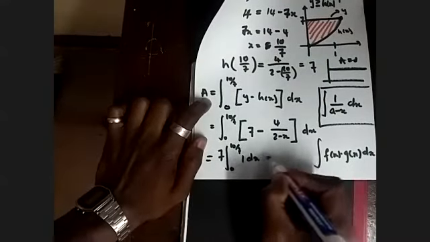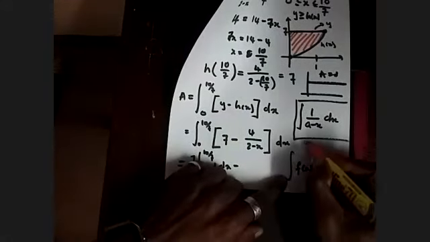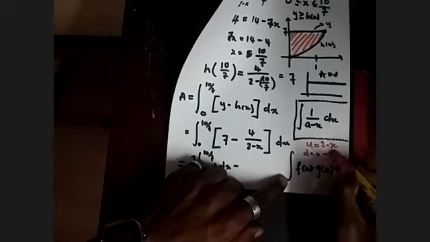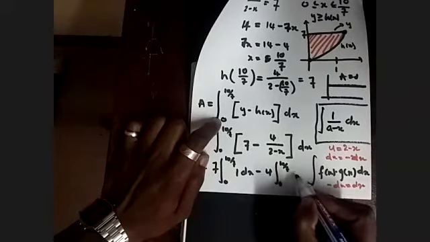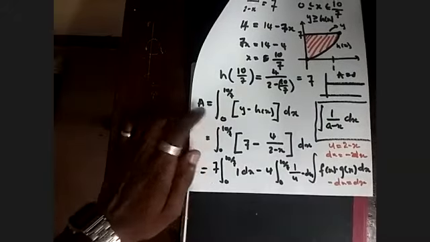From 0 to 10/7, 1 dx. Now we said we're going to use substitution. We're going to say that u is equal to 2 minus x, du is equal to negative dx, and then negative du is equal to dx. Then what we are going to have there is 4 integral from 0 to 10/7, and 1 over u negative du. Okay, guys, from here you can complete it. I know, I trust you.